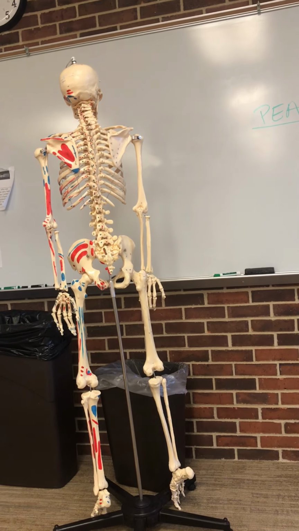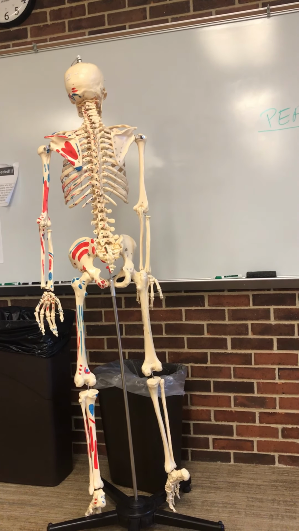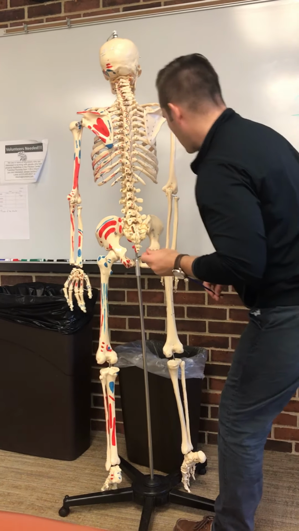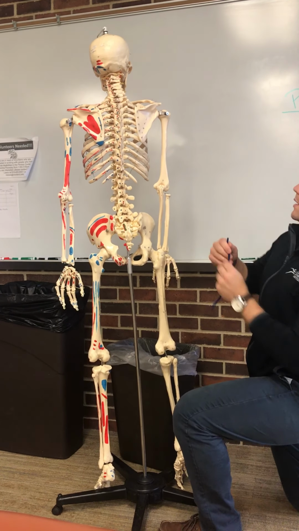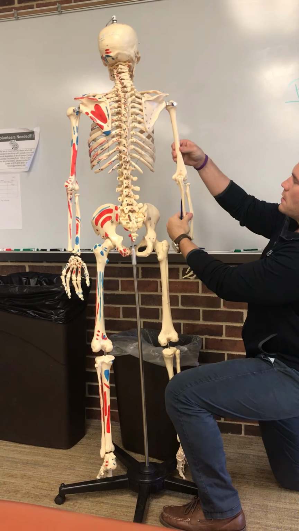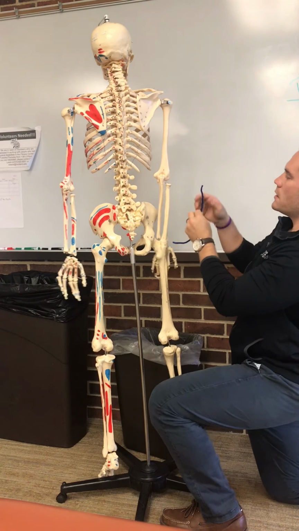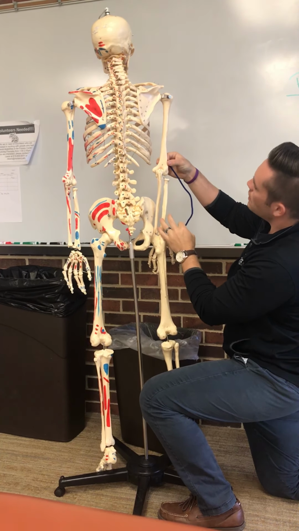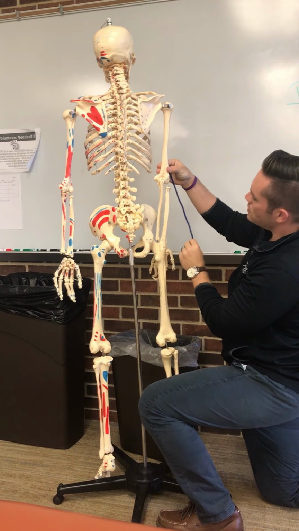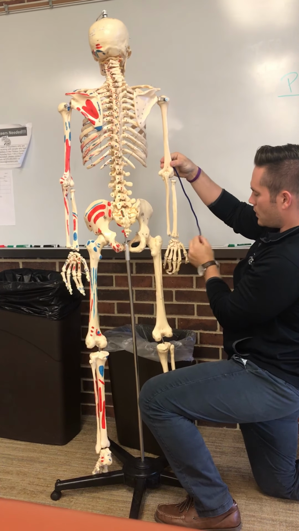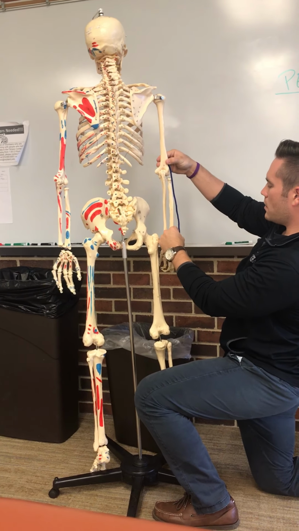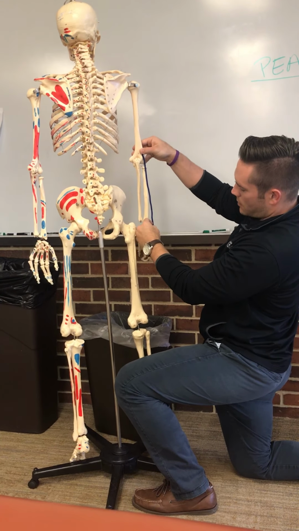So we've got the extensor carpi radialis longus. All right, the radialis longus. This will be all on the posterior side, and this one originates at the supracondylar ridge, the distal 2/3. The longus will insert at the base of the second metacarpal.